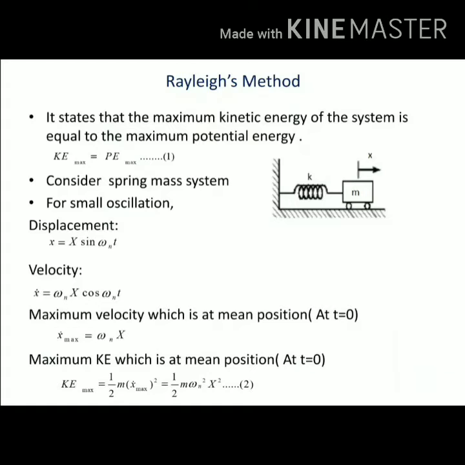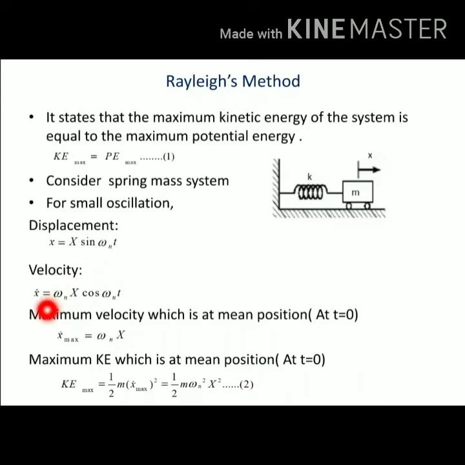Rayleigh method states that the maximum kinetic energy of the system is equal to maximum potential energy. So KE max is equal to PE max. Consider spring mass system. Here mass is displaced by x from the mean position. So for small oscillation, mass is moving with simple harmonic motion. So the displacement x is equal to capital X sin omega n t, where x is the displacement, capital X is amplitude, omega n is circular natural frequency.